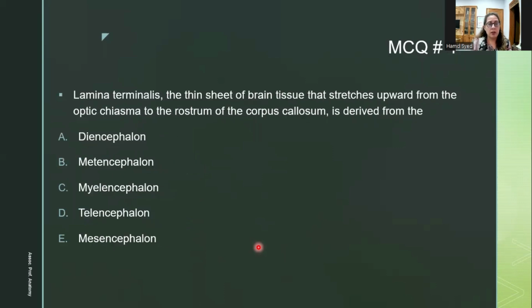Now the next one: lamina terminalis is the thin sheet of brain tissue that stretches upward from the optic chiasma to the rostrum of corpus callosum. This lamina terminalis is derived from, then again we talked about it in this discussion, the telencephalon. Telencephalon is the part of the forebrain that forms cerebral hemispheres and the lamina terminalis. So D is the answer for this MCQ.